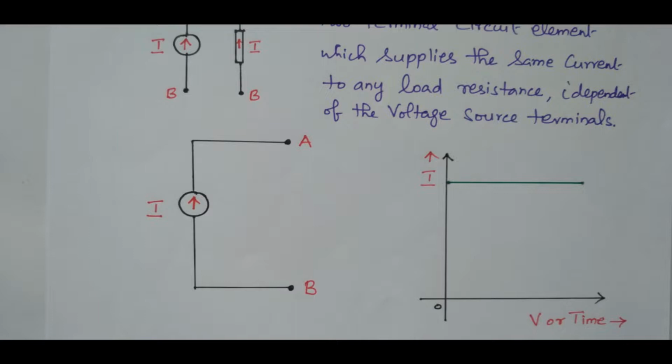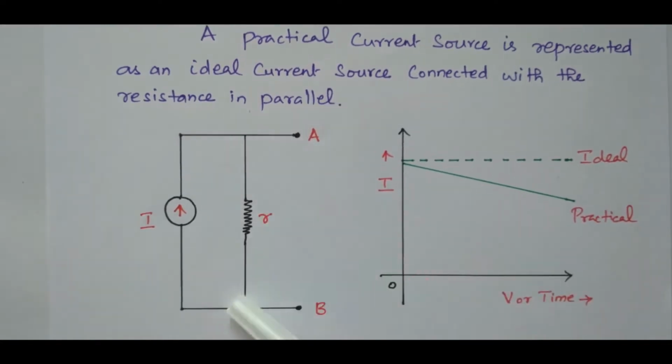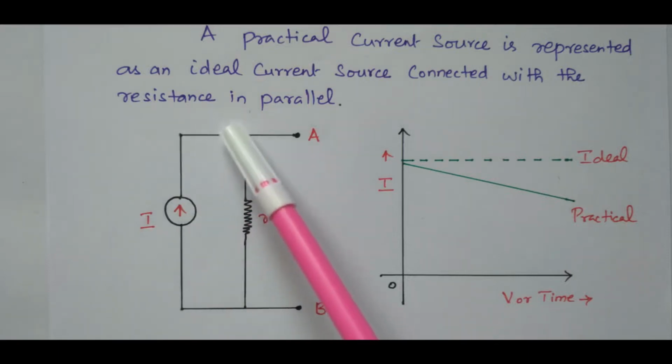Now we'll see what happens in the practical current source. The practical current source is represented by an ideal current source connected with a resistance in parallel. In case of the practical voltage source, the resistor is connected in series with the source. In case of the current source, the resistor is connected in parallel with the current source, right? The voltage source is in series with the internal resistor, and the current source is in parallel with the internal resistor. So due to this, some current will be diverted here.